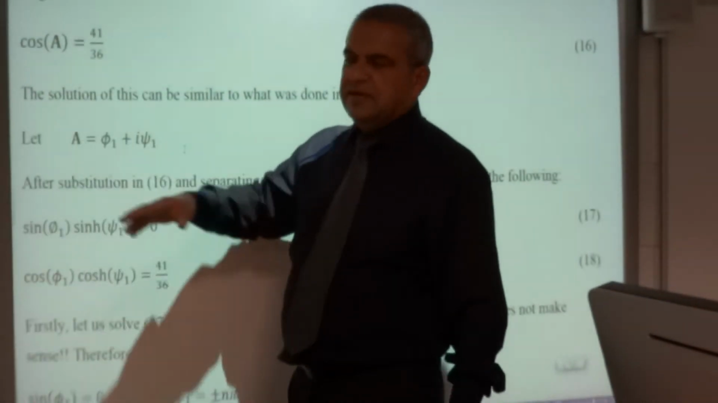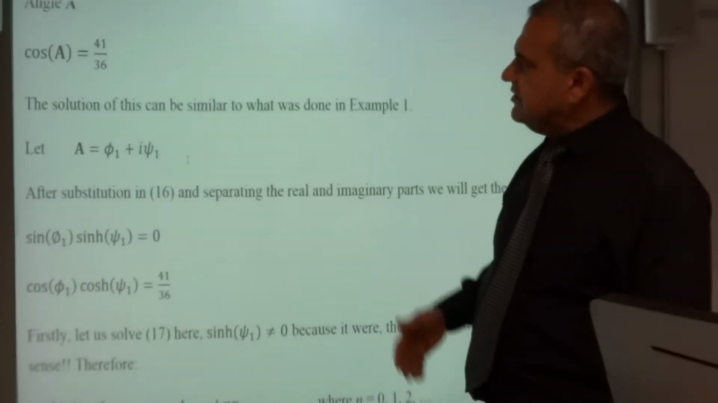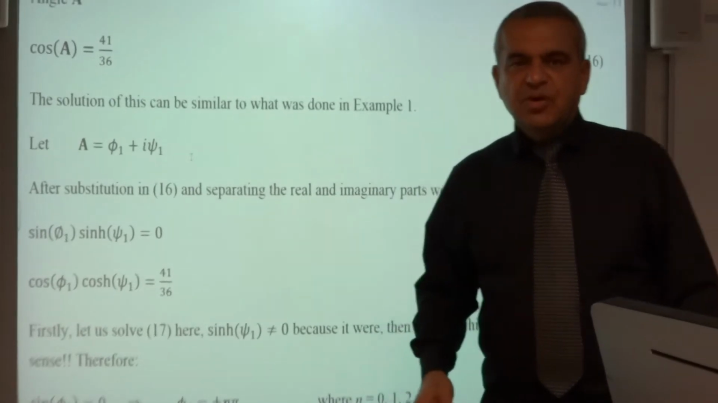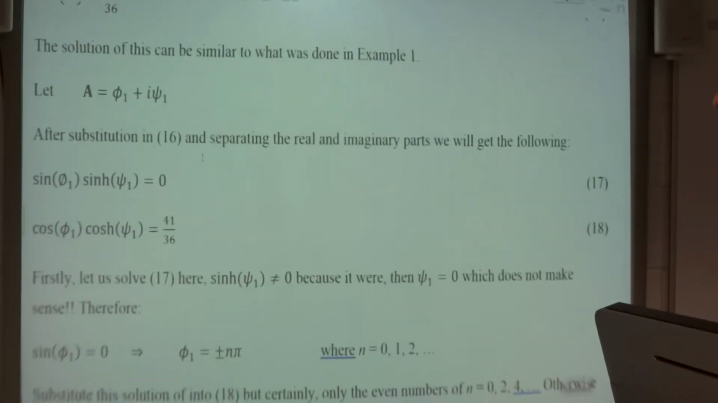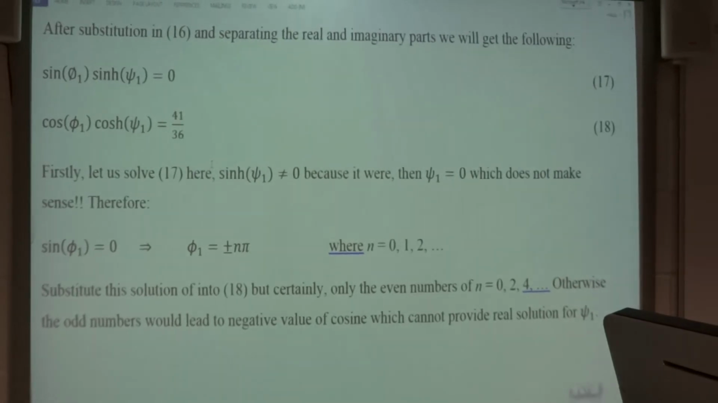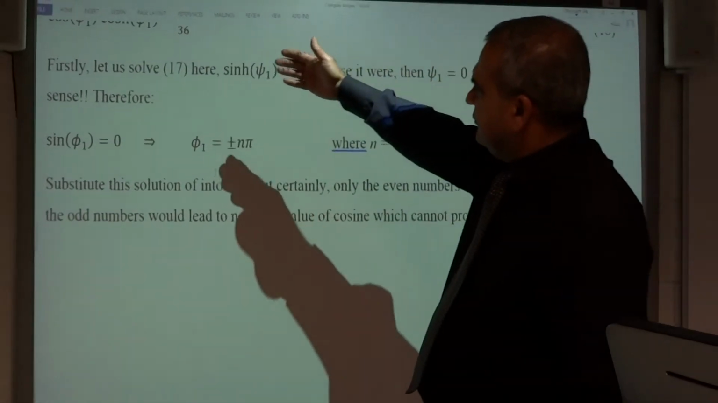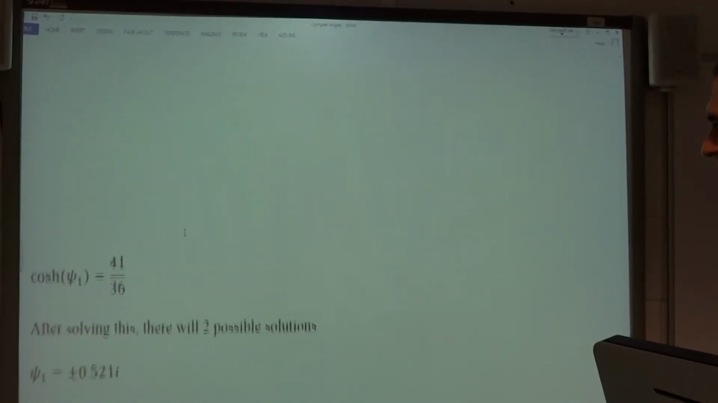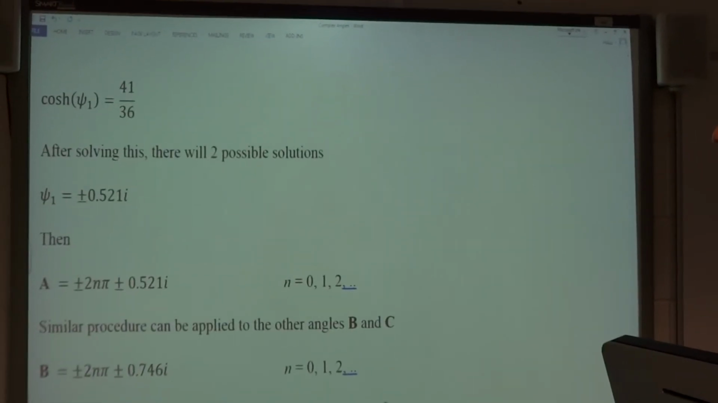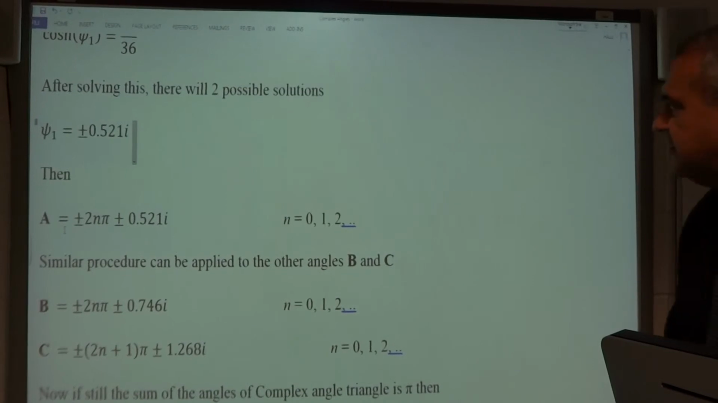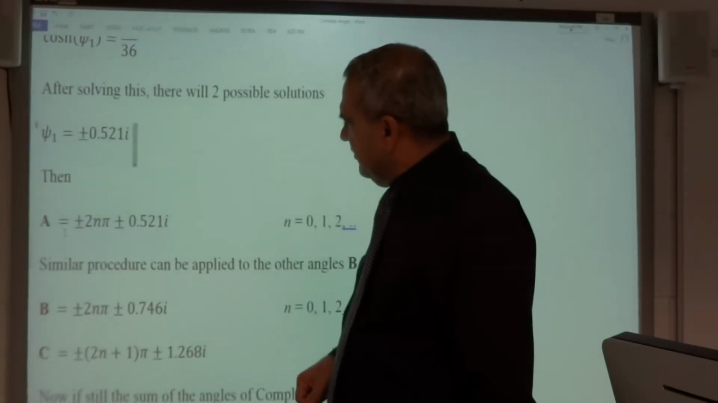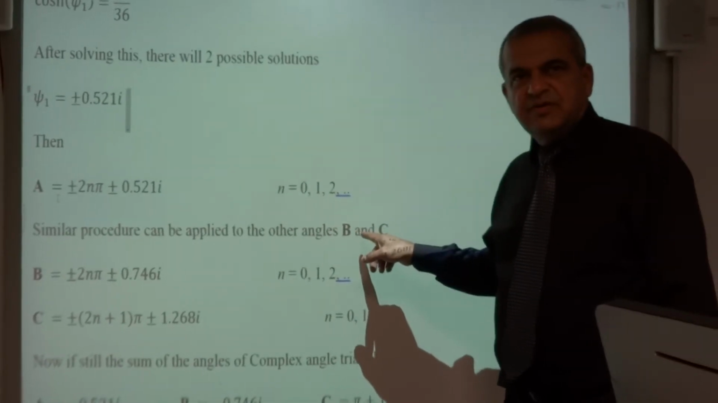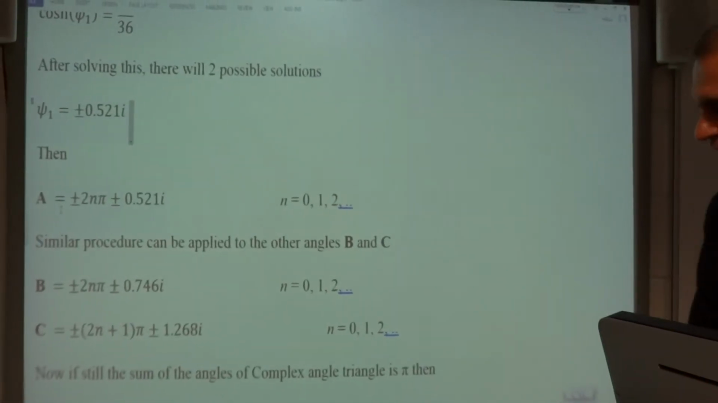So the angle A is not going to be a real angle, although in the next slide, not on this one, we introduce a concept and idea of how we can draw complex angles. Now we solve in the same way as before, so I'm not going to introduce the solution here because the method is the same. Finally, we get the solution in which angle A is equal to 2n pi plus 0.521i, and a similar procedure is applied to find angle B.